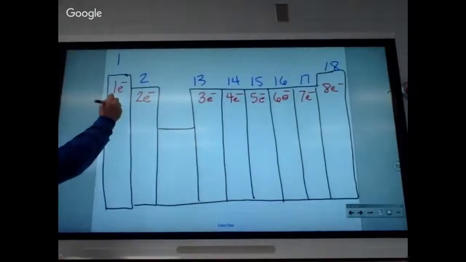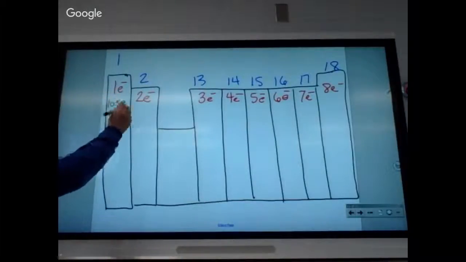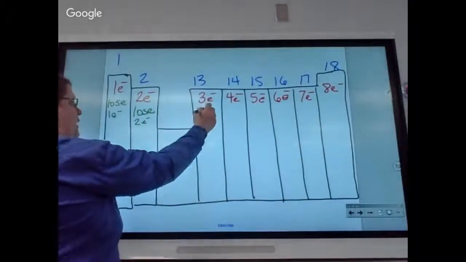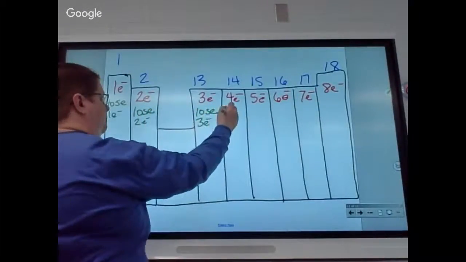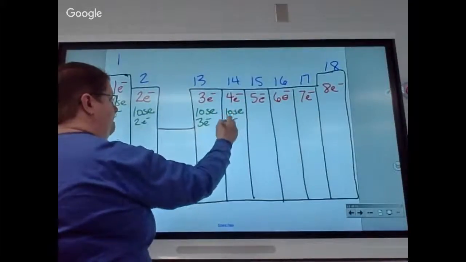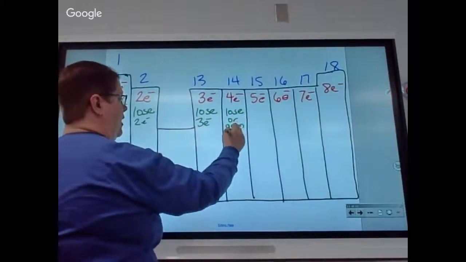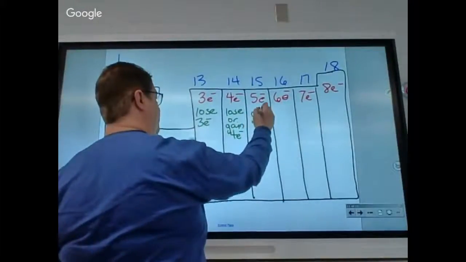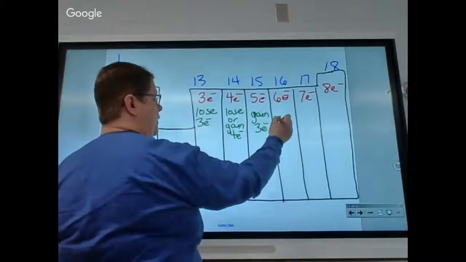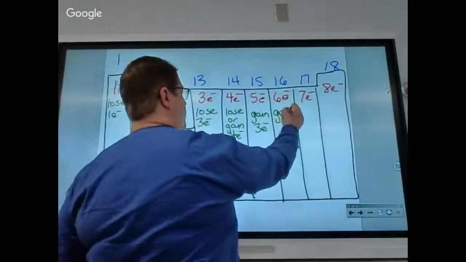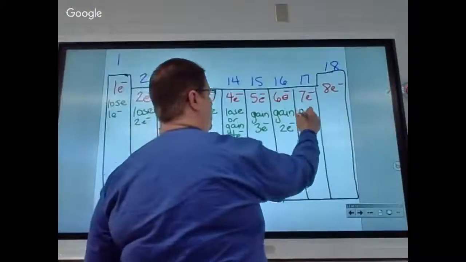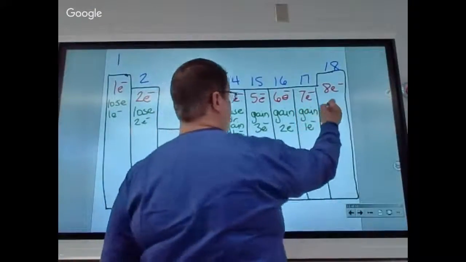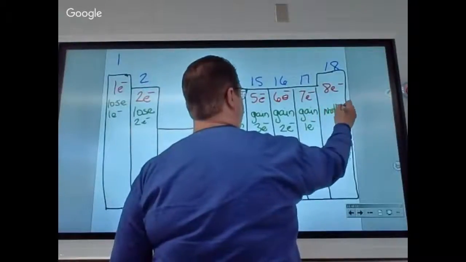All right, so what will group 1 do to get to that magic number of 8? It will lose 1 electron. What will group 2 do? What will group 13 do? What will group 14 do? I could have written a slash, I just wrote or. All right, what will group 15 do? Gain 3. What will group 16 do? What will group 17 do? And what will group 18 do? Nothing. Do nothing. All right.